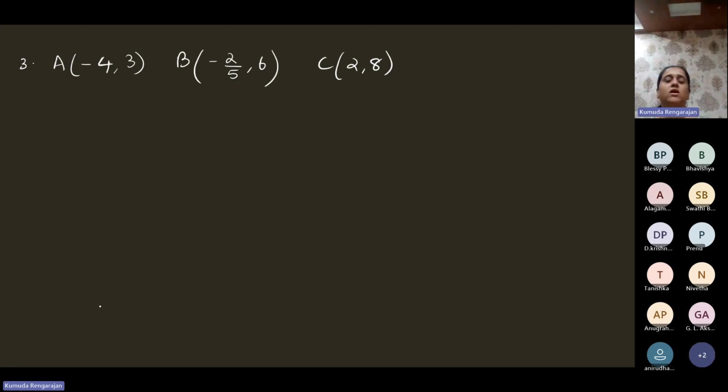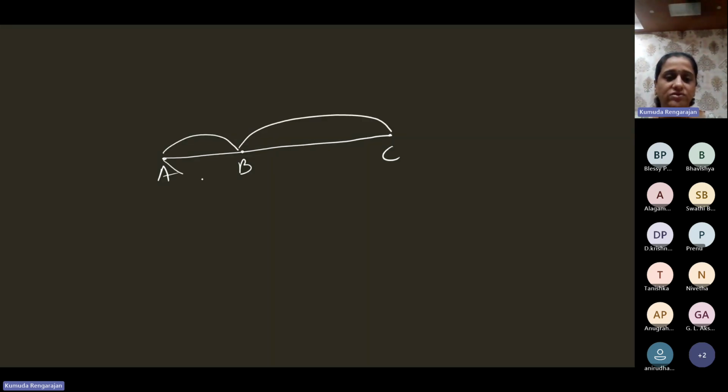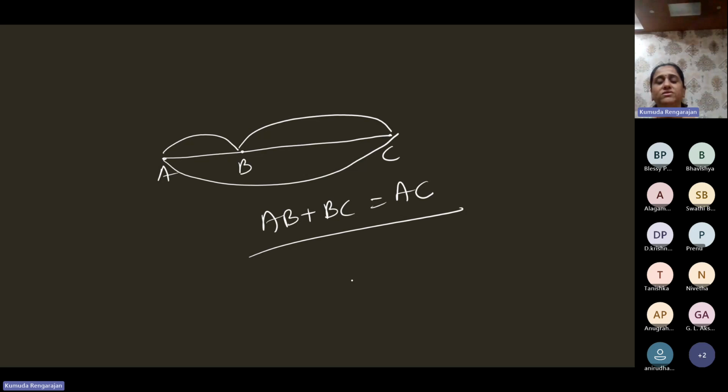So how do you check for collinearity? If the points are called A, B, and C, you need to find AB, BC, and AC. Then if AB plus BC is equal to AC, then the 3 points A, B, and C are collinear.